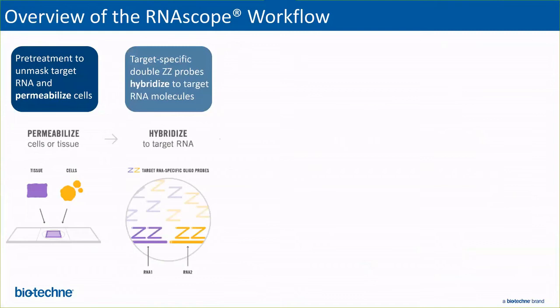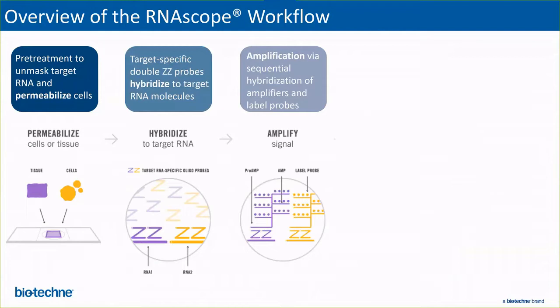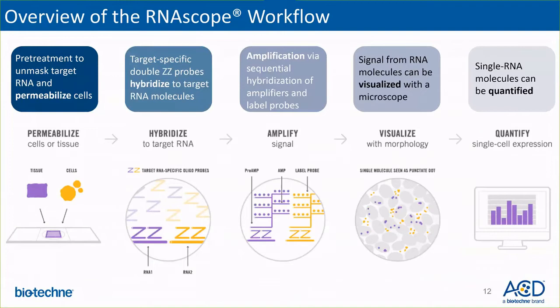The target probe is a pool of oligos that are designed using our established bioinformatics algorithm, which allows for target specificity. A series of amplification cascades then can amplify the signal, and RNA molecules can be visualized under the microscope as punctate dots. The signal can also be quantified semi-quantitatively or quantitatively using an image analysis software.